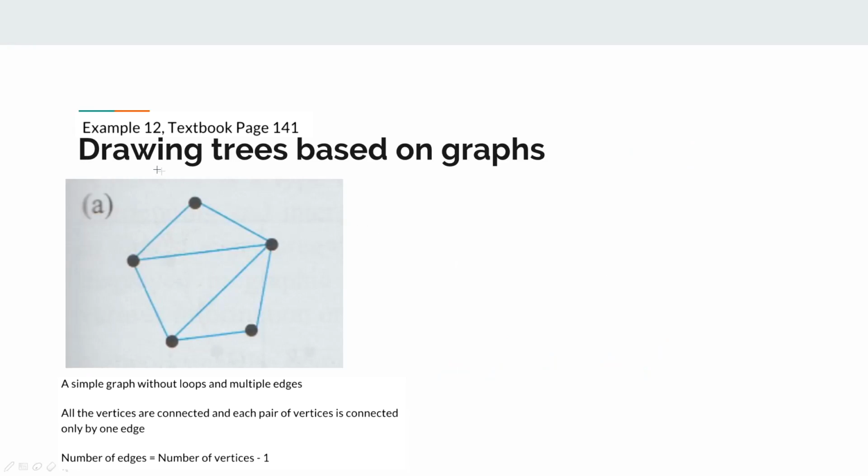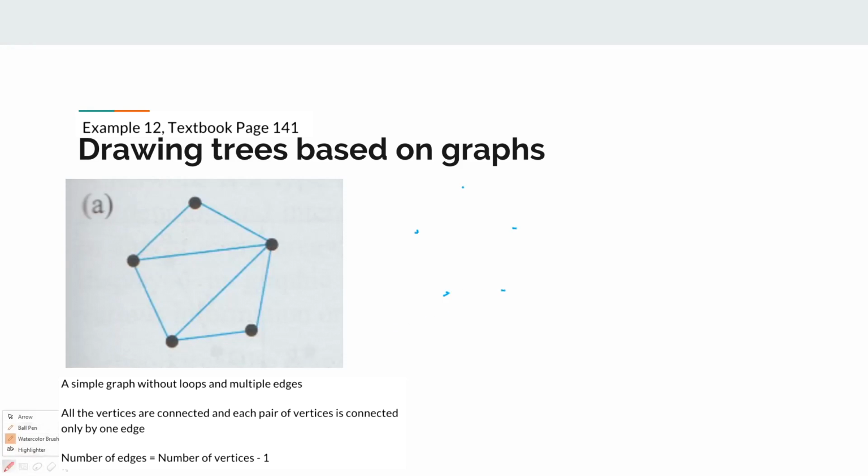Now we move on to a bit harder one, drawing trees based on a graph. Well, it's not actually very hard. All we need to know is that the position of the vertices must be the same as the original graph given. So let's try to draw one now. Since it has 5 vertices, we would know the tree needs 4 edges only.